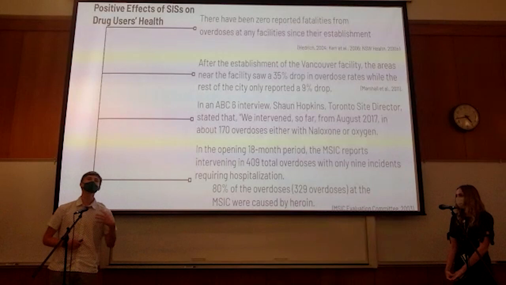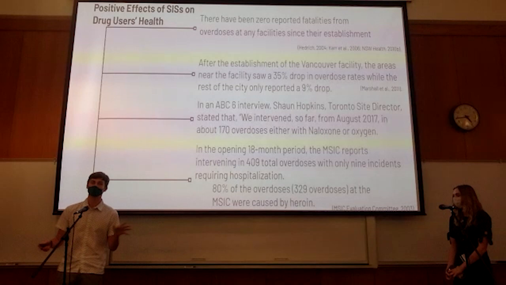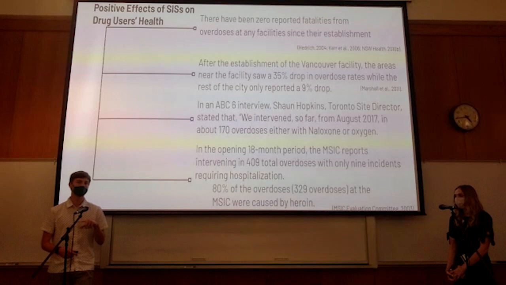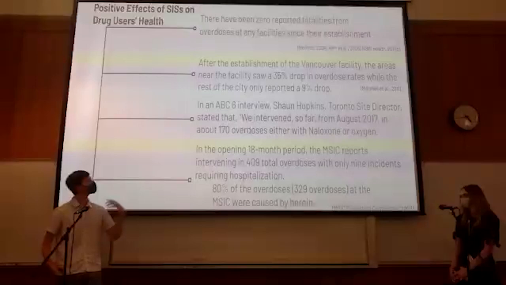So beginning off, the first big statistic we were presented with when we looked at safe injection sites was that there have been zero overdose-related deaths at any facility in existence currently. These facilities tend to stop overdoses, particularly related to heroin. I believe at the MSIC, 80% of overdoses were because of heroin, which poses the largest risk. And they all see reduced overdose rates in and around the facility.